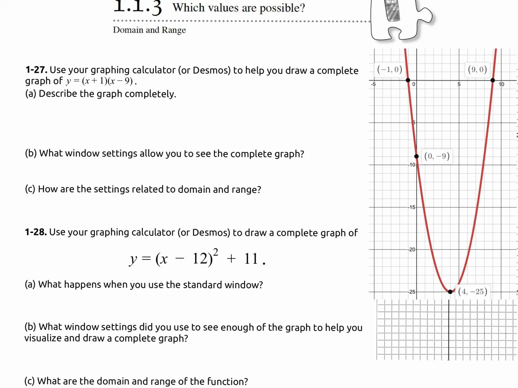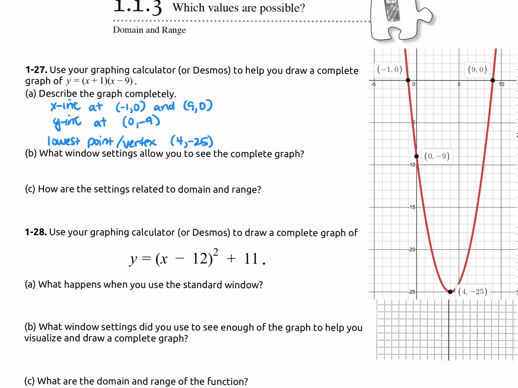As far as describing the graph completely, you would want to include those things. I'd want to say something like x-intercepts at (-1, 0) and (9, 0). I'd want to say my y-intercept is at (0, -9). I'd want to say my lowest point, or my vertex, however you want to word that, is (4, -25). And then anything else that you think is interesting about the graph, okay?